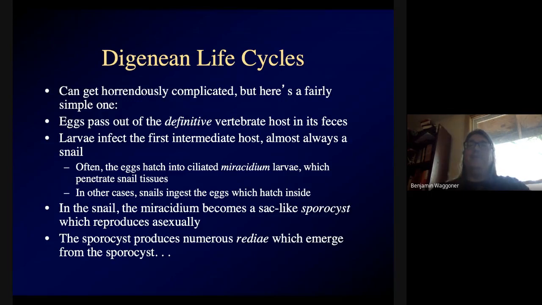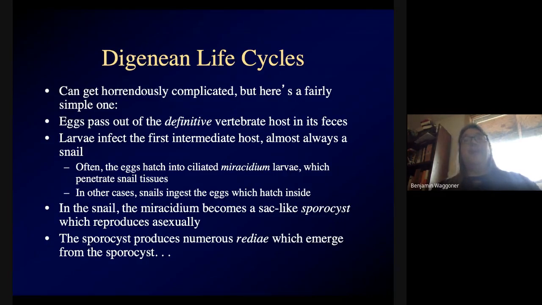So it reproduces asexually, and in the life cycle we're going to look at, the sporocyst produces a whole bunch of a new stage called rediae. And you can tell the difference because rediae do have mouths and they can feed. The sporocyst depends purely on absorbing food from the snail through its tegument.